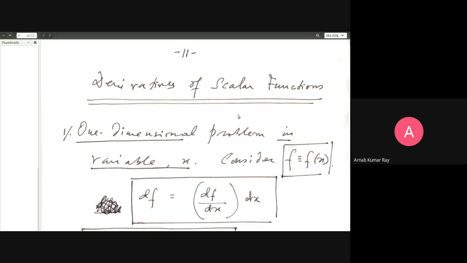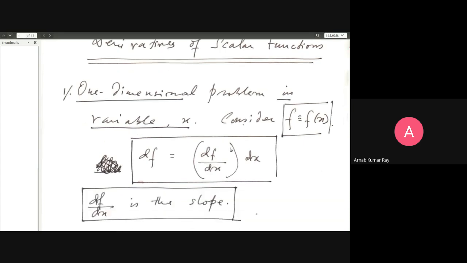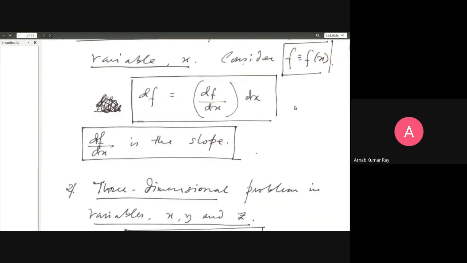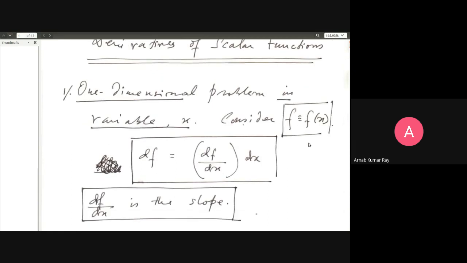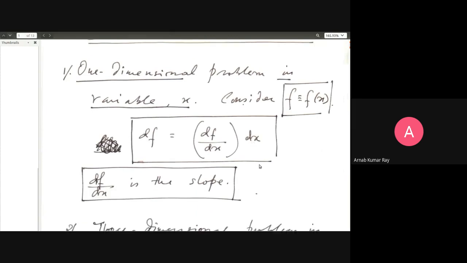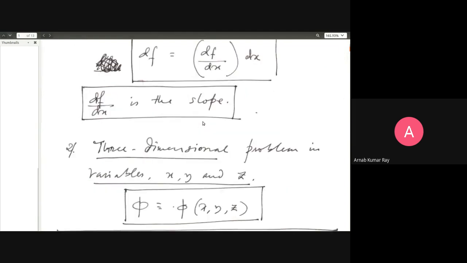So I'll just quickly revise a few ideas we discussed in the last class. It's about the variation of a function. If you have a function that depends on only one variable, the change of the function will be proportional to the change in the step size of the independent variable, that is dx, times the slope of the function.